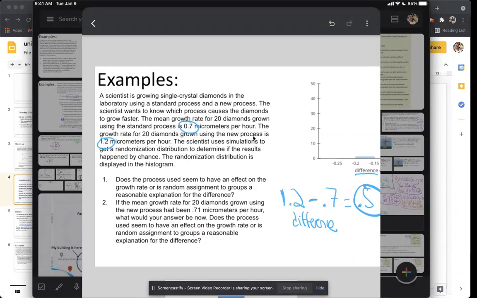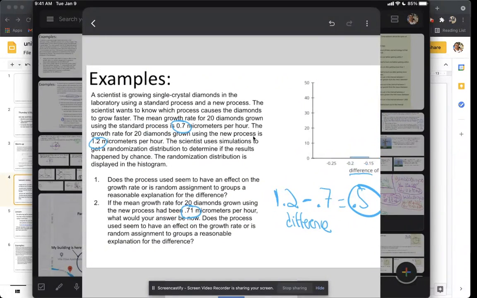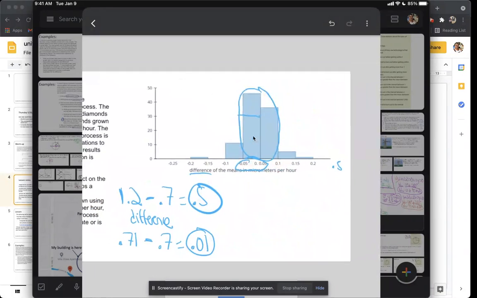If the mean growth rate for 20 diamonds grown using the new process had been 0.71 micrometers per hour, what would your answer be now? So, in other words, instead of 1.2 with the new process, if the new process was 0.71 instead, would my answer change? Well, 0.71 minus 0.7 is a difference of 0.01. That is a much smaller difference.